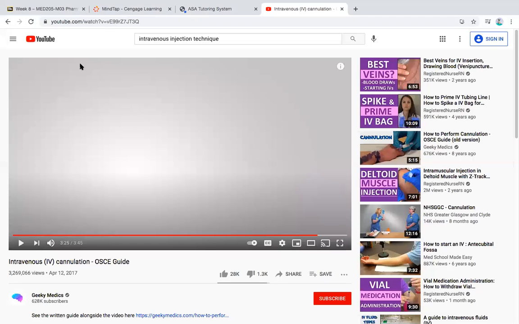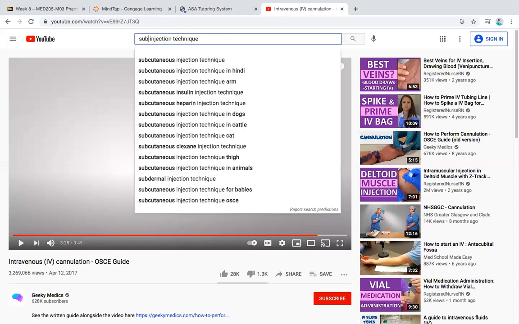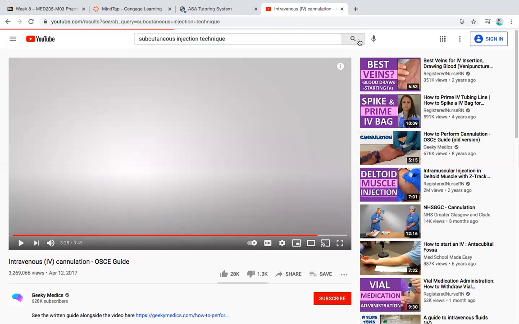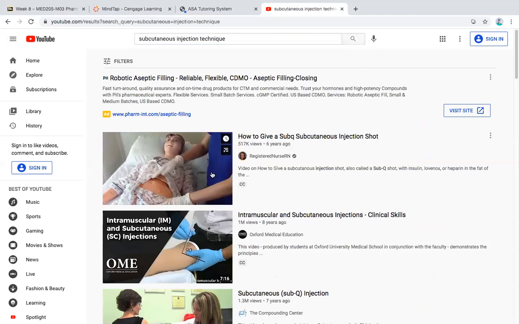Well, this was the perfect example of the right technique for intravenous injection, explained step by step. Let's see a last video of subcutaneous injection. How to give a subcutaneous injection shot.